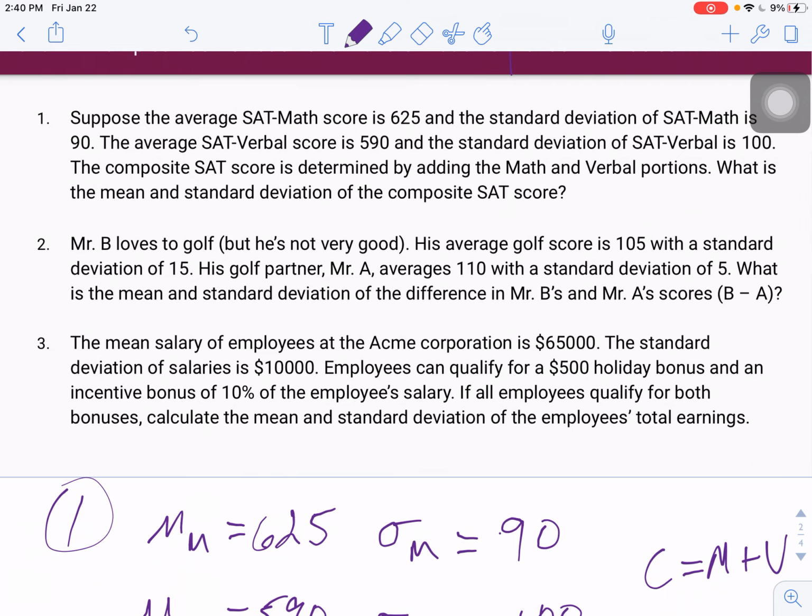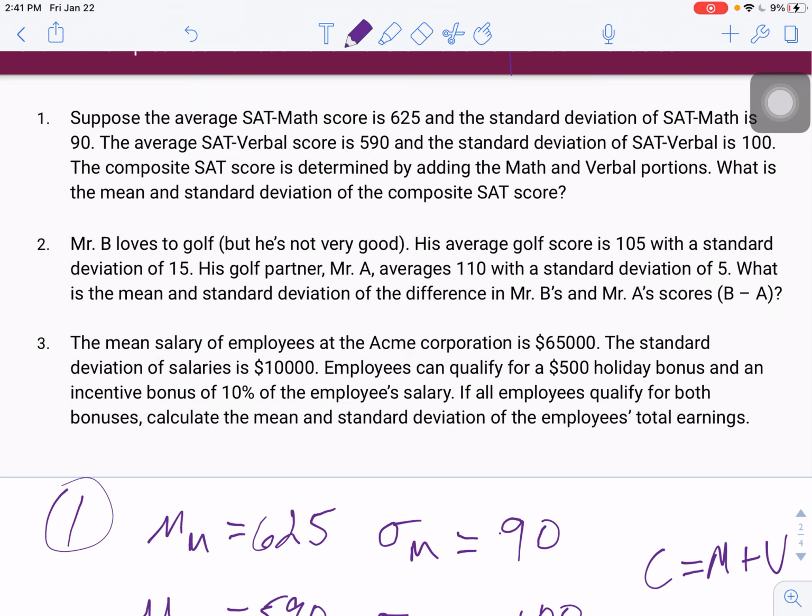All right, we're going to look now at number two. Mr. B loves to golf, but he's not very good. His average golf score is 105 with a standard deviation of 15. Remember, a low score is better in golf. His partner, Mr. A, averages 110 with a standard deviation of 5. So Mr. A is a little bit worse on average. His score is a little bit higher, but he's a little more consistent because his standard deviation is lower.